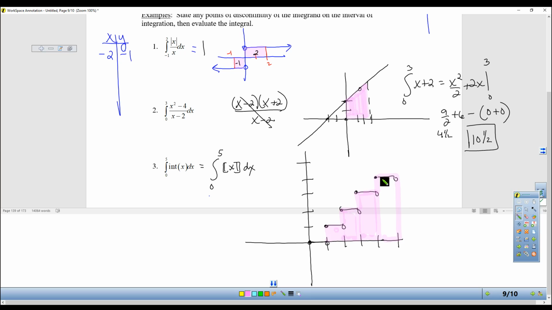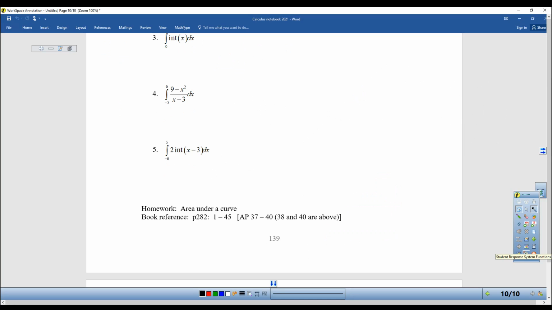So if you're ever given a greatest integer function, and you're like, we didn't learn that. I know. I didn't teach it to you. Because integral means area. So this is a 1 by 1 box, a 1 by 2 box, a 1 by 3 box, a 1 by 4 box, and together they make 7, 8, 9, 10. 2 more. Thanks for hanging in there with me.